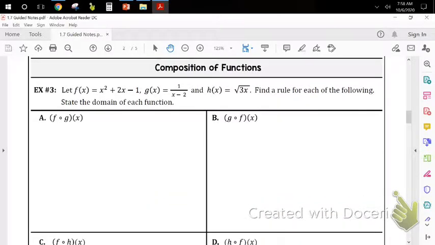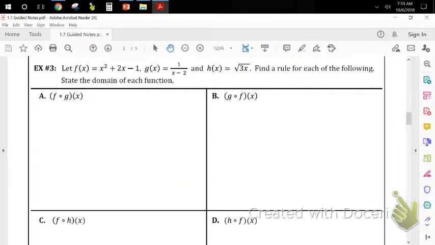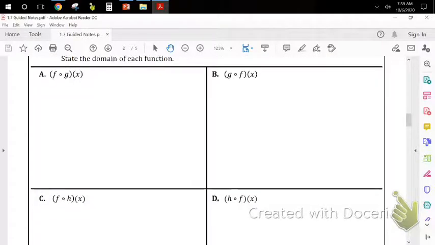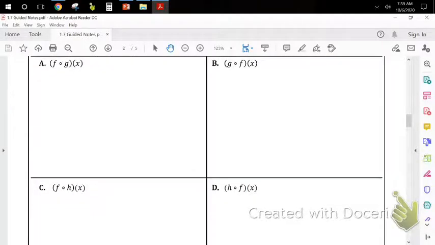All right, so example 3 says let f of x equal x squared plus 2x minus 1, g of x is equal to 1 over x minus 2, and h of x is equal to the square root of 3x. Find a rule for each of the following and state the domain of each. So the first one here is f composed of g with respect to x.